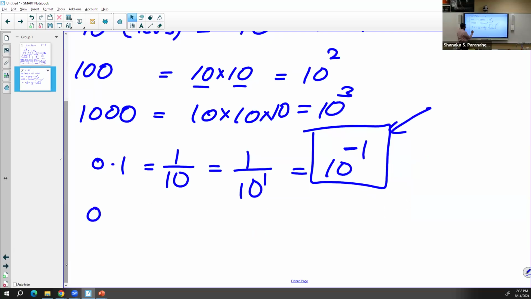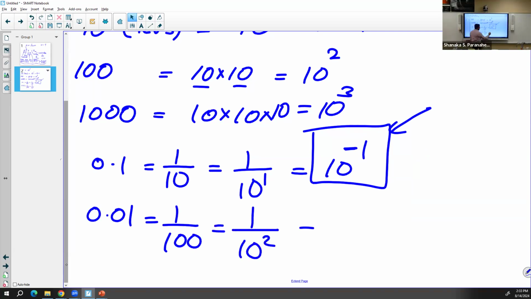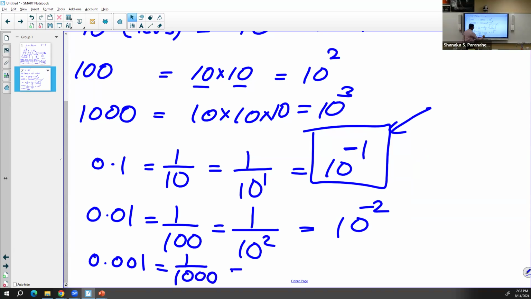The next one is 0.01, which is equal to 1 over 100. So 1 over 100 is equal to 1 over 10 to the power 2. So this is 10 to the power -2, like that. The next one is 0.001, which is 1 over 1000. It's equal to 1 over 10 to the power 3. It's equal to 10 to the power -3. So that's the scientific notation of these place values. And we are going to talk about scientific notation again later in this chapter.